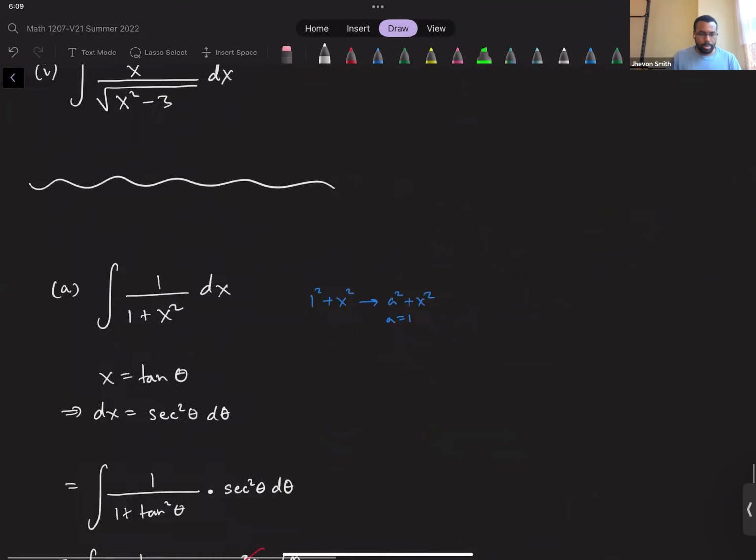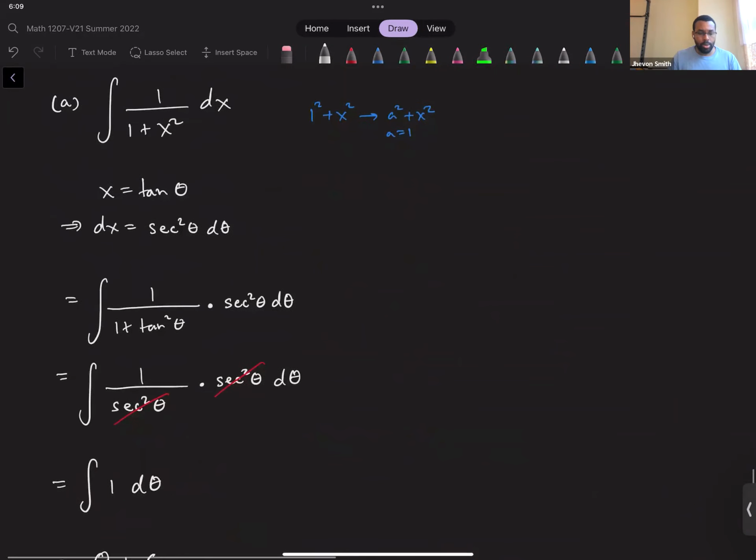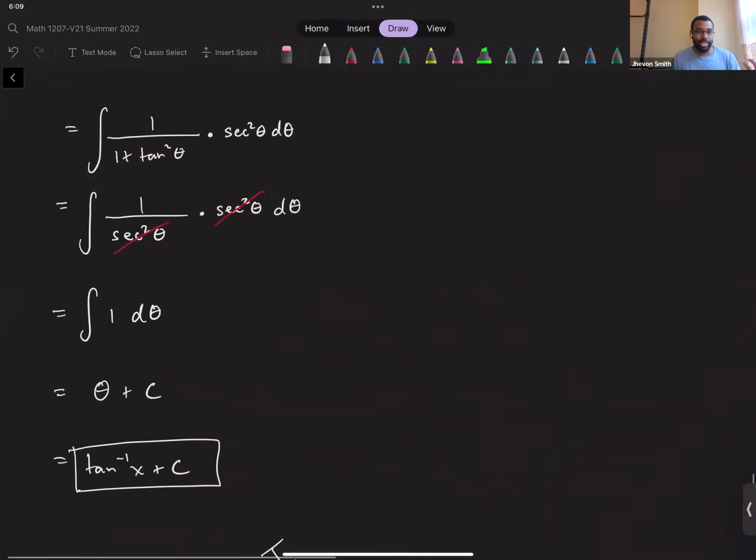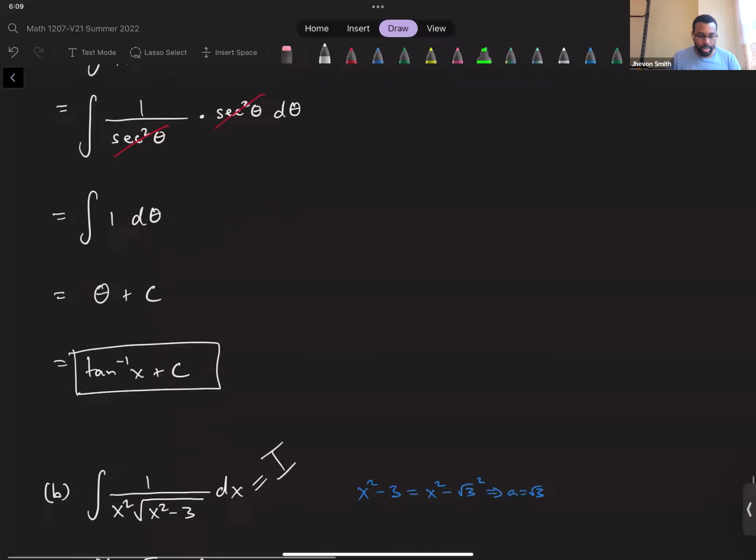So I left a bunch of examples for you guys to try. We actually did a couple. Another one was very similar. Very simple, quote unquote. It was deriving a formula that we should really know by heart, right? The integral of 1 over 1 plus x squared dx equals tan inverse of x plus c.